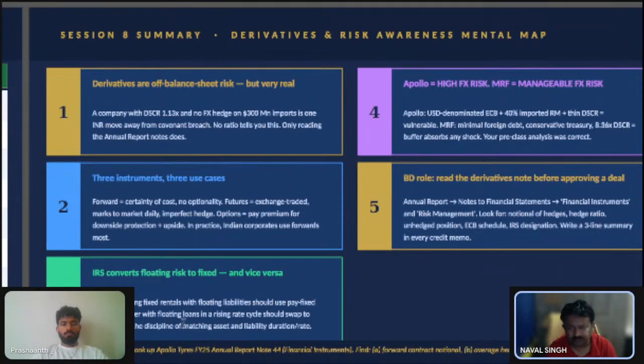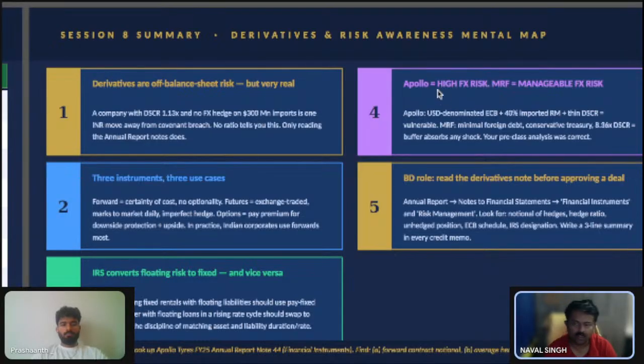And the discipline of matching asset to liability duration is important. If you have purchased a 15-year education loan at MCLR plus 1%, you buy a 15-year IRS at a particular interest rate so that it becomes fixed rate. So then it balances out. Suppose you buy 15 years something at MCLR minus 1%. So it's minus 1 plus 1, it becomes MCLR. That's how you create a natural hedge.